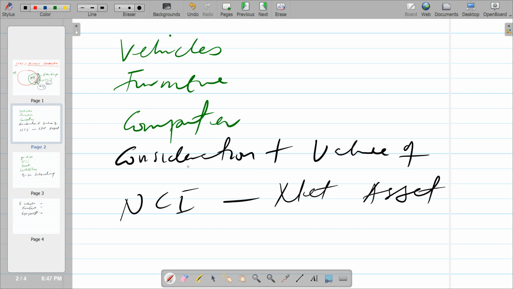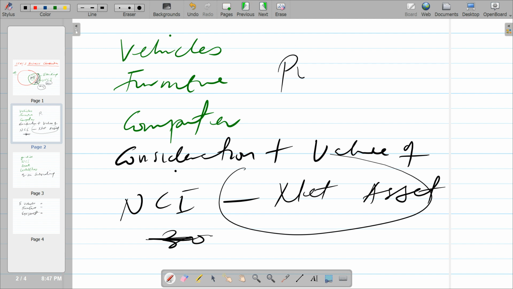This can be positive or negative. If it's positive, it means that the consideration and the value of the NCI is more than the net assets. That's why we get positive goodwill. But goodwill can also be negative. It becomes negative when the consideration plus the value of the NCI is less than the net asset.